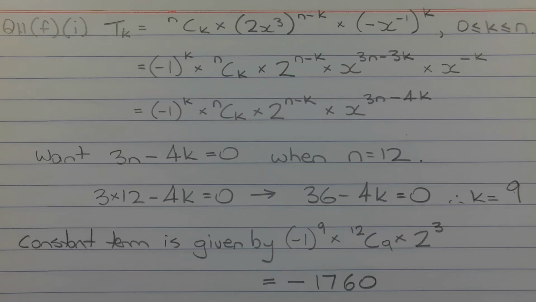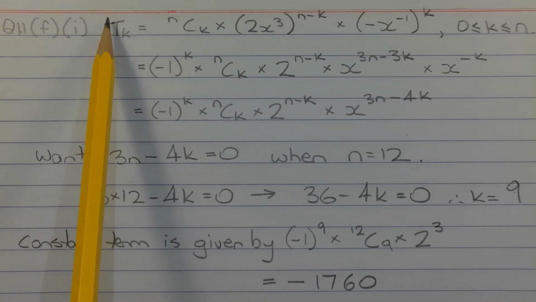Now to find the constant term, we want the value of the index of x to equal 0. So we want to find a value of k such that 3n − 4k is equal to 0 when n is equal to 12. So substituting n equals 12 into this equation and solving for k, we get 3 times 12 minus 4k is equal to 0. So 36 minus 4k equals 0. Therefore, k is equal to 9.